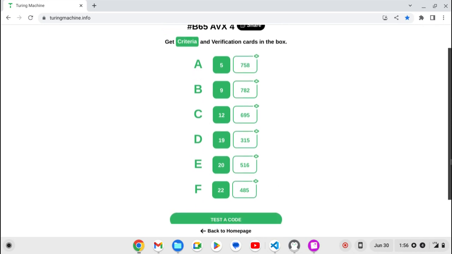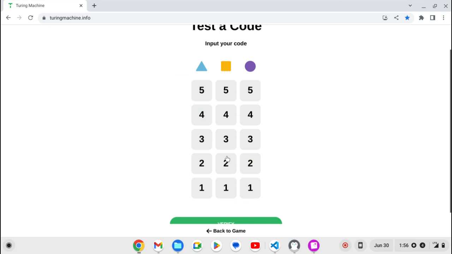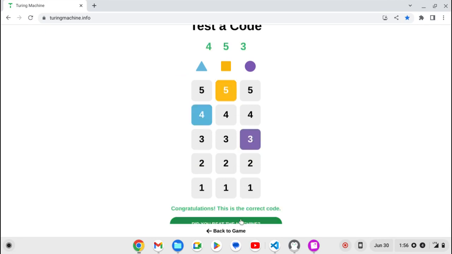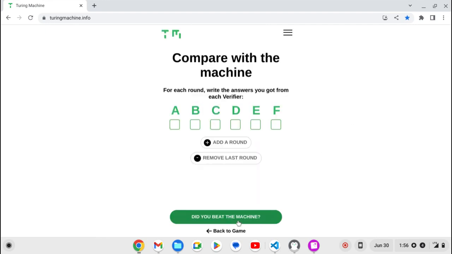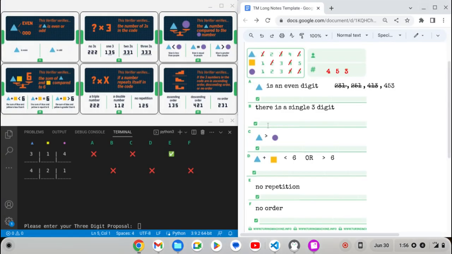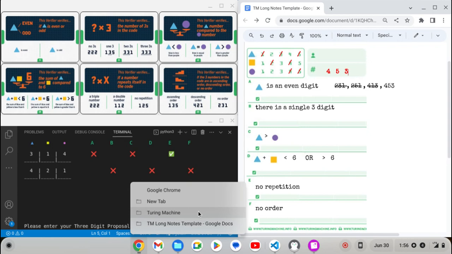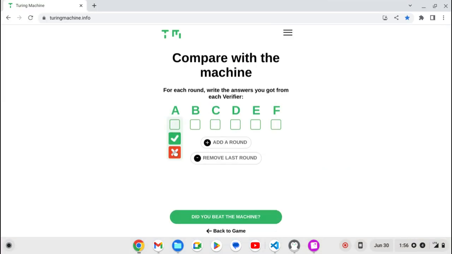453. Excellent. But of course, we've got to do our comparison to the Turing machine. Now, luckily, we did do each one once, so that's always a good indication. And the only valid one that we had was E. So we did ACE with E being the only correct one.